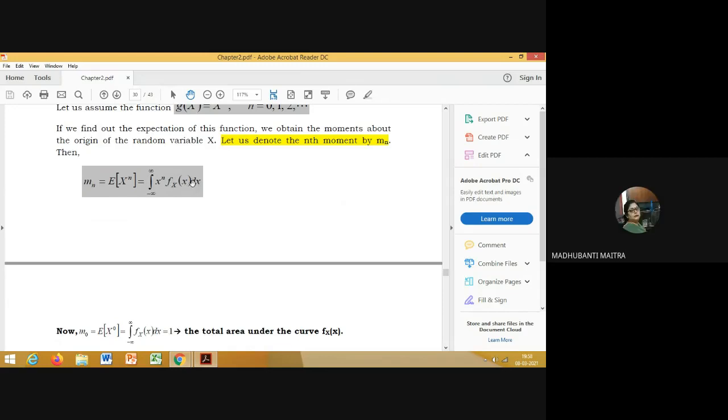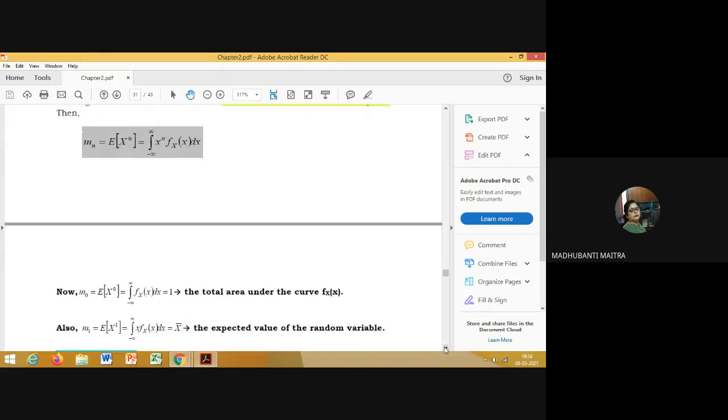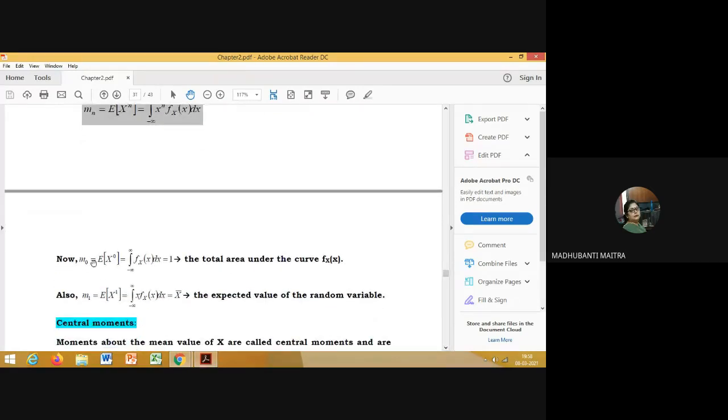That means area under the density function, and we know the total area under the density function is equal to unity. Can you recall? Yes, ma'am. So the 0th moment about the origin, m0, is equal to E of X to the power 0, which is given by the integration from minus infinity to infinity of f(x) dx, equal to 1. The total area under the curve f(x).